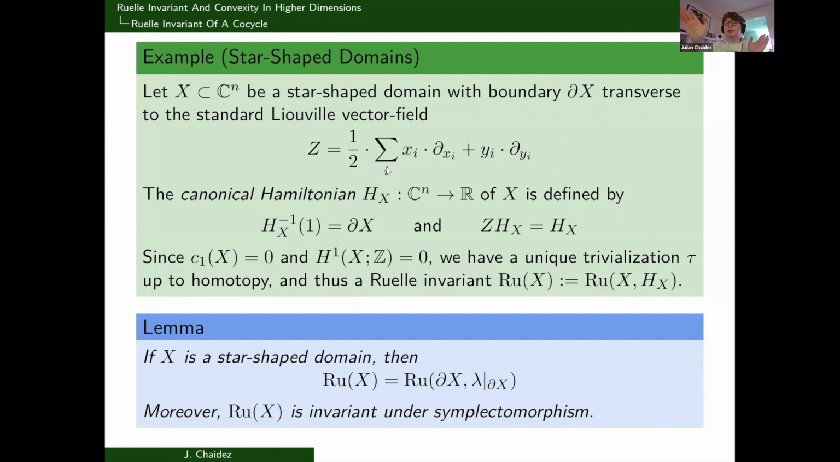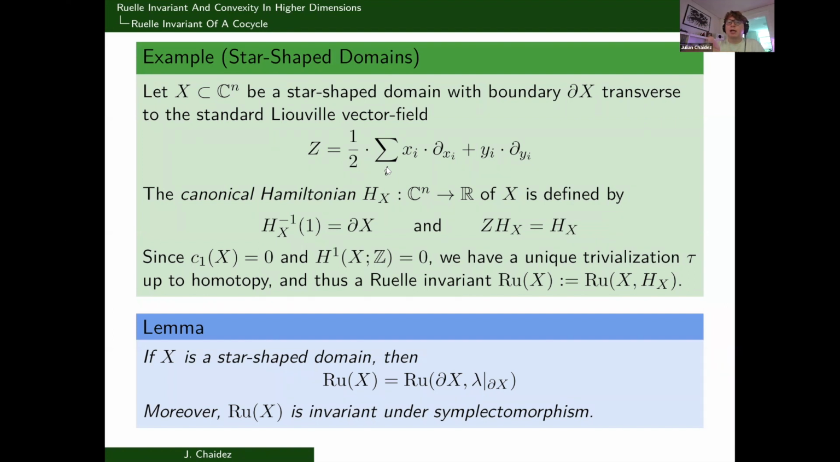Okay, and then an even more concrete example that is related to both of these: let's say I have some star-shaped domain X inside of C^n, and let's say its boundary is transverse to the standard Liouville vector field Z. Then I can equip X with some canonical Hamiltonian, H_X, which is the unique Hamiltonian which is one on the boundary of the domain and satisfies this ODE with respect to Z. This function doesn't extend smoothly to 0, but I'm just going to elide that issue for now.